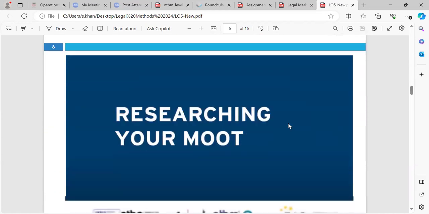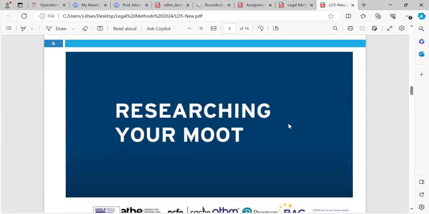Researching your moot. So why is researching so important? You need to be able to research your work so that you're able to refer to previous cases. So if there's an argument, you could refer back to that case. You need to have your legal thinking and research on the basis and on point so that you're able to identify that. And also you need to be able to work in a team properly, because you are the ones advocating the moot across.